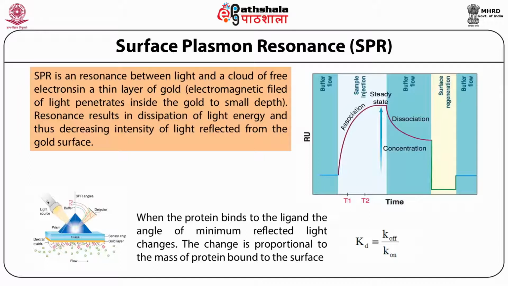Then the dissociation buffer is passed and you can see the complex is dissociated, and then the surface is regenerated. So the value of K on versus K off is taken to estimate the value of KD in the SPR. When the protein binds to ligand, the angle of minimum reflected light changes, and the change is proportional to the mass of protein bound to the surface. So this is one of the most efficient techniques used to measure the binding affinity between the protein and ligand.